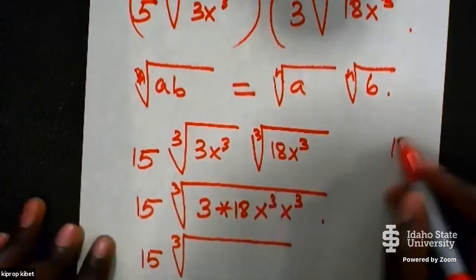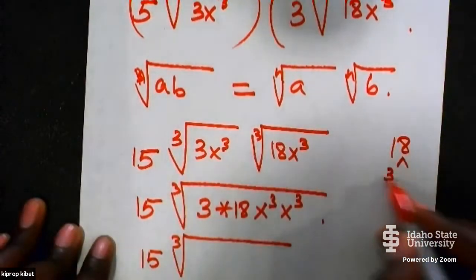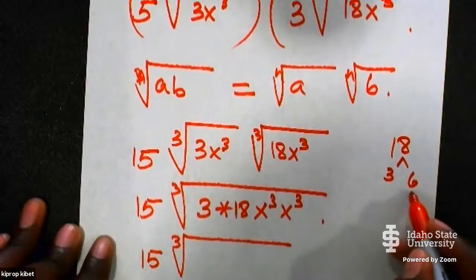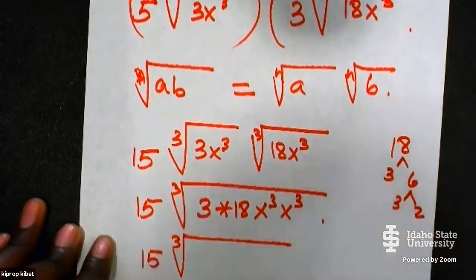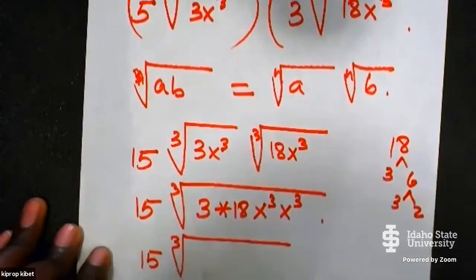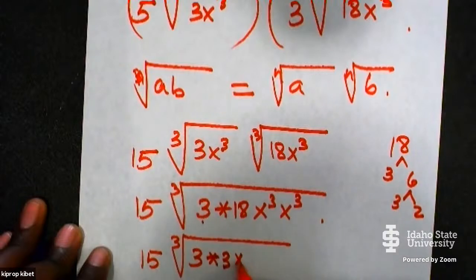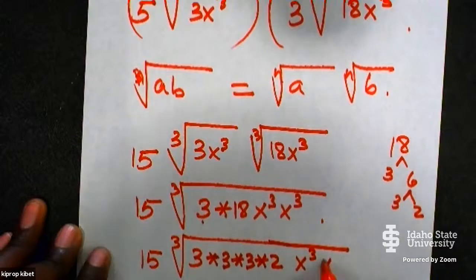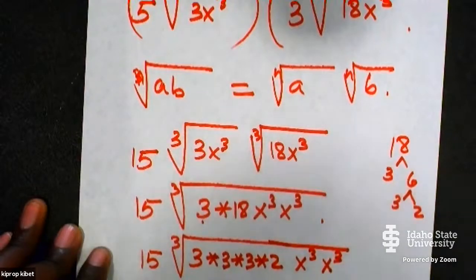So 18, we have 3, 4, 6, right? Then we have 3, 2, right? So we have 3 for this, times 3 for 18, times another 3 for 18, times 2. And then we have this x cube here. So x cube, x cube. Okay.